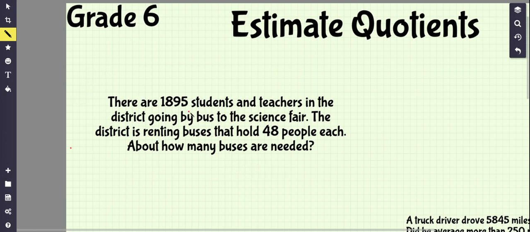Alright, we read the word problem. But what are we doing? So the title is we're gonna estimate quotients. We're gonna estimate the quotient by saying that we're gonna estimate the answer to a division problem.